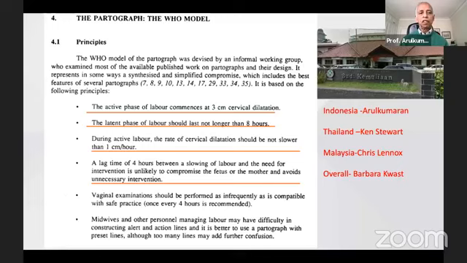Active phase should be 1 centimeter per hour, and a lag time of 4 hours to the right should be given. And the study was done in Indonesia. Then WHO appointed their advisors to each of the countries. I looked after Indonesia at Budi Kemuliaan and Tangerang. Thailand was Ken Stewart, and Malaysia was Christopher Lennox, and overall by Barbara.